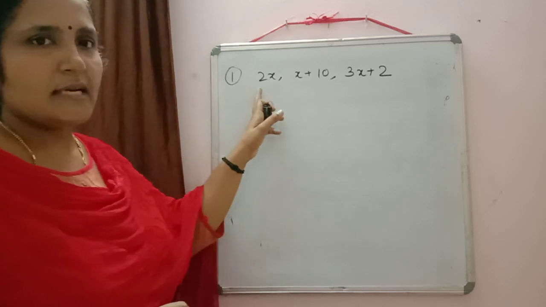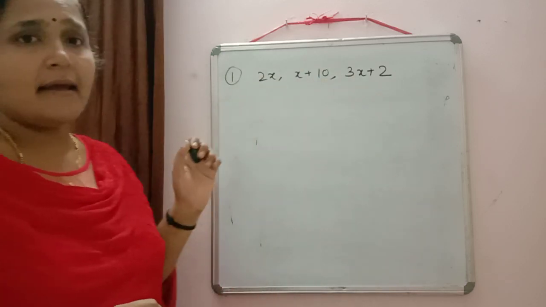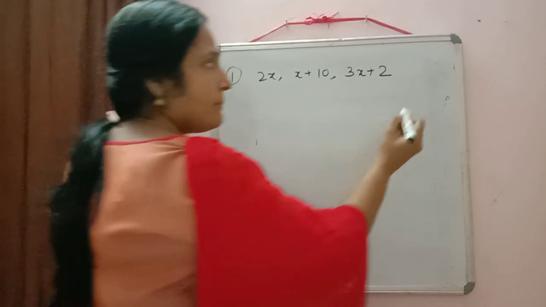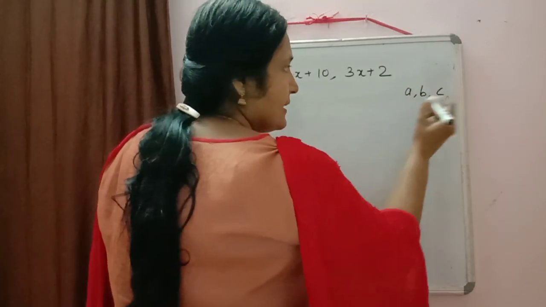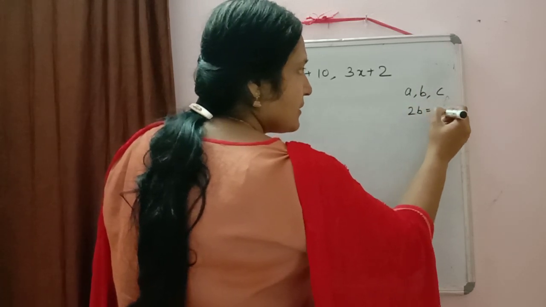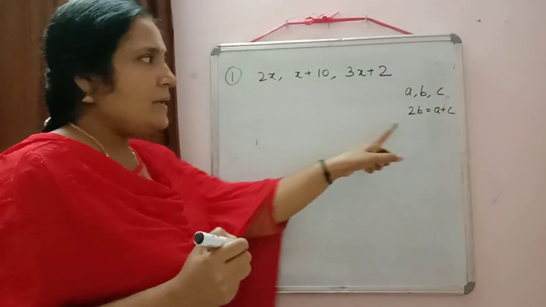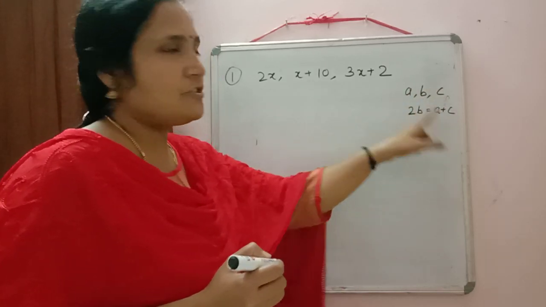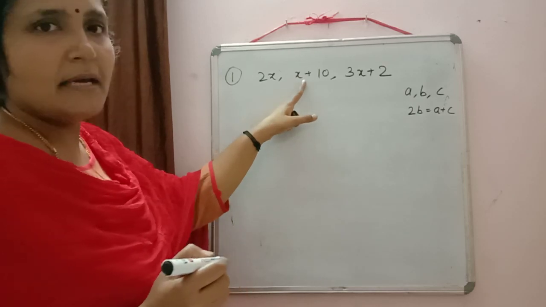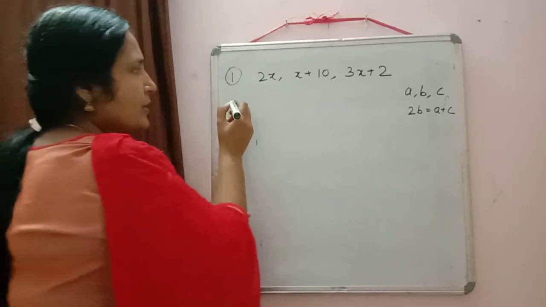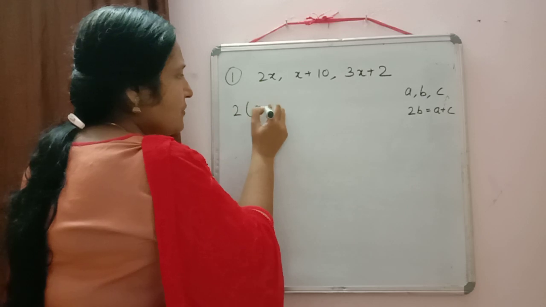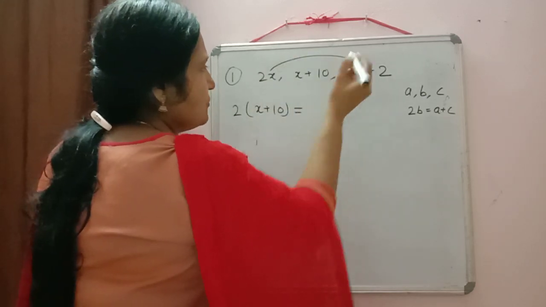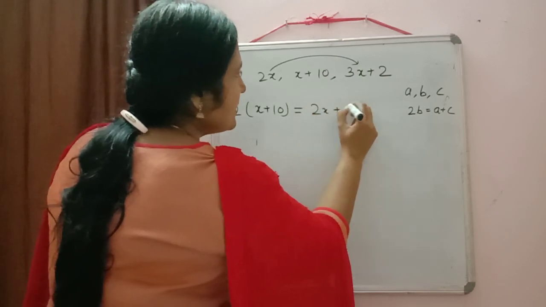So already in the question it is given these 3 numbers are in AP. So we wrote the formula there. If A, B, C are in AP, then we got 2B is equal to A plus C. 2B means 2 times the middle term is equal to the sum of these 2 terms. So what is our middle term here? X plus 10. So according to this formula, what will come? 2 into X plus 10 is equal to the sum of these 2, 2X plus 3X plus 2.